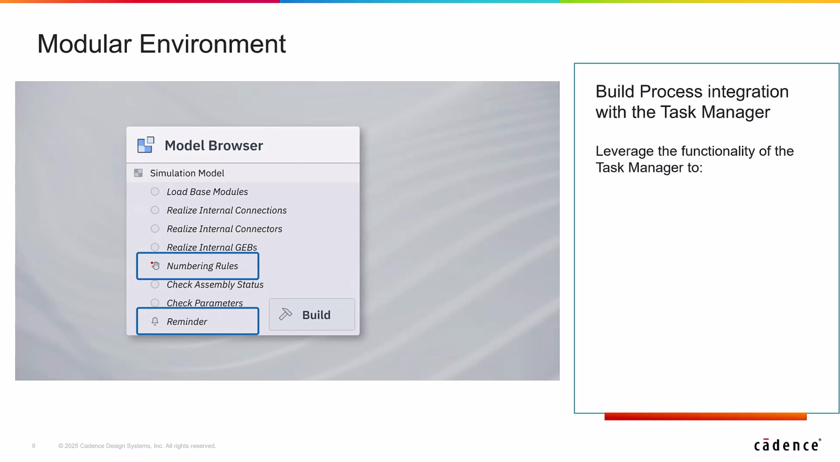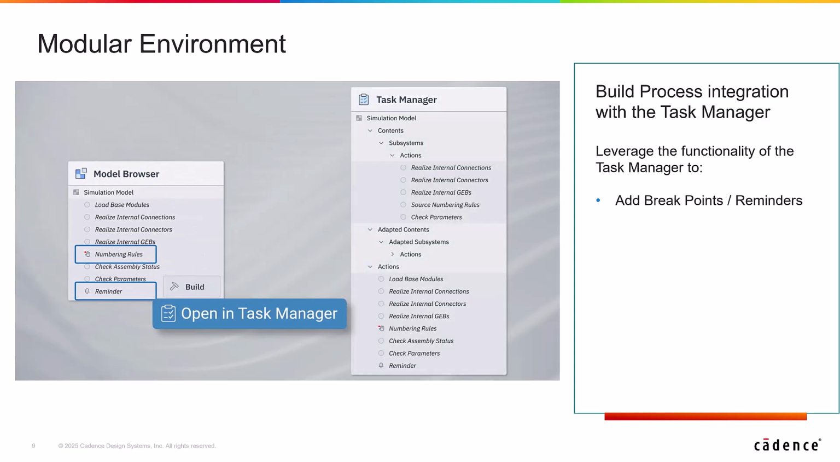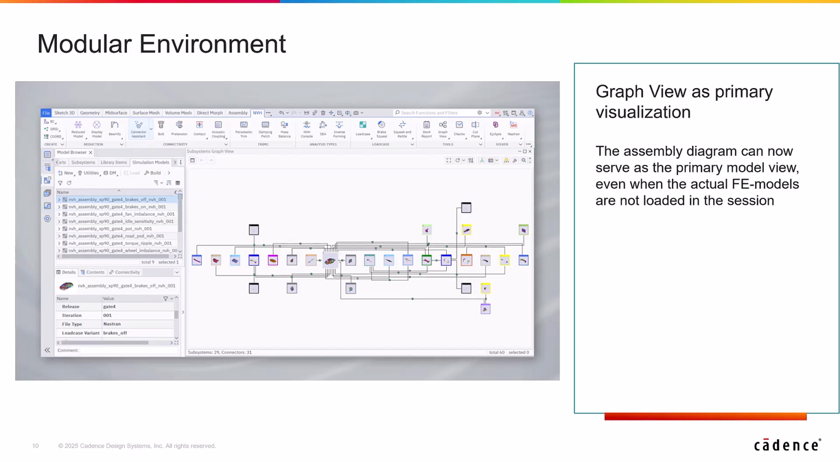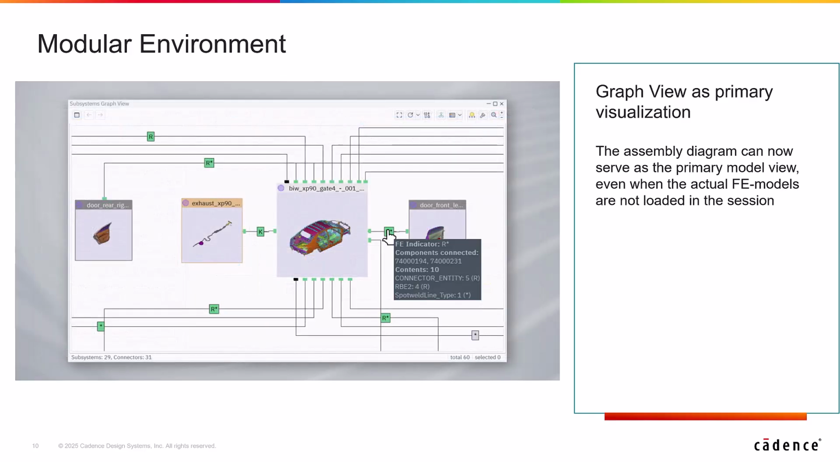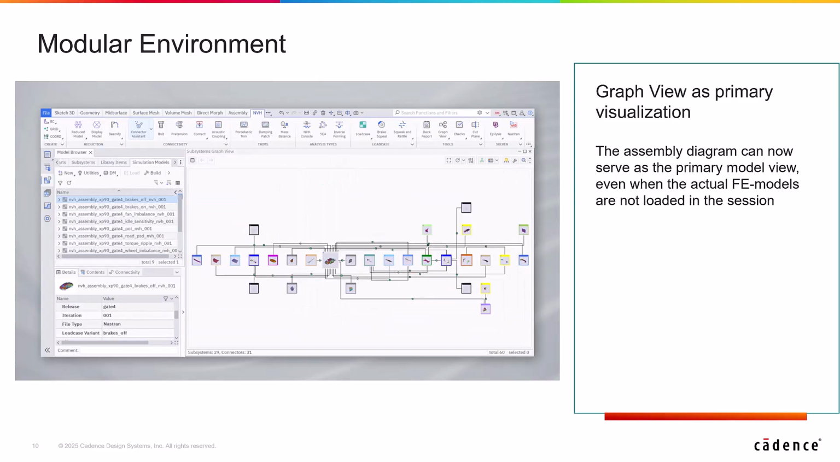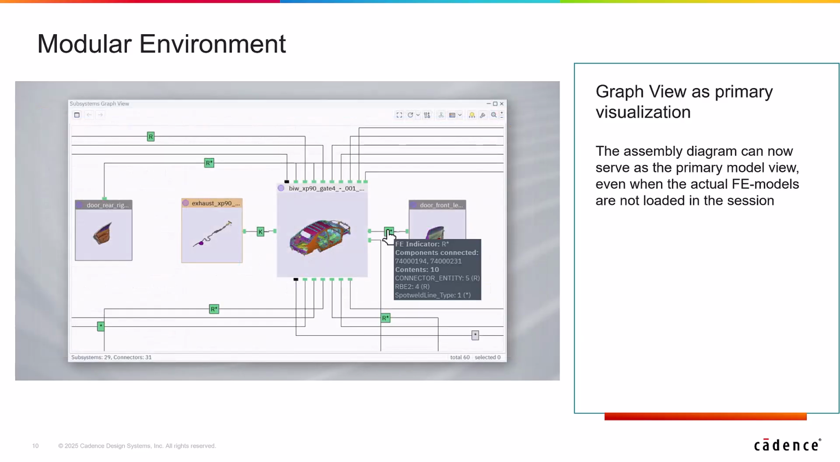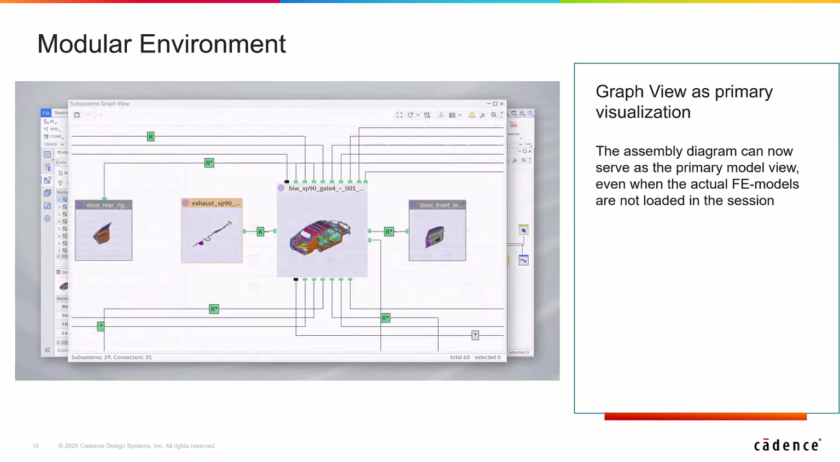Leverage the new Build tab in the model browser to add breakpoints and reminders and get a bottom-up view of all build processes. Through the Graph View tool, it's possible to visualize assembly connectivity by clearly showing every subsystem and the intermodular connectivity links between them. The assembly diagram can act as the primary model view, even when the full FE models aren't loaded.